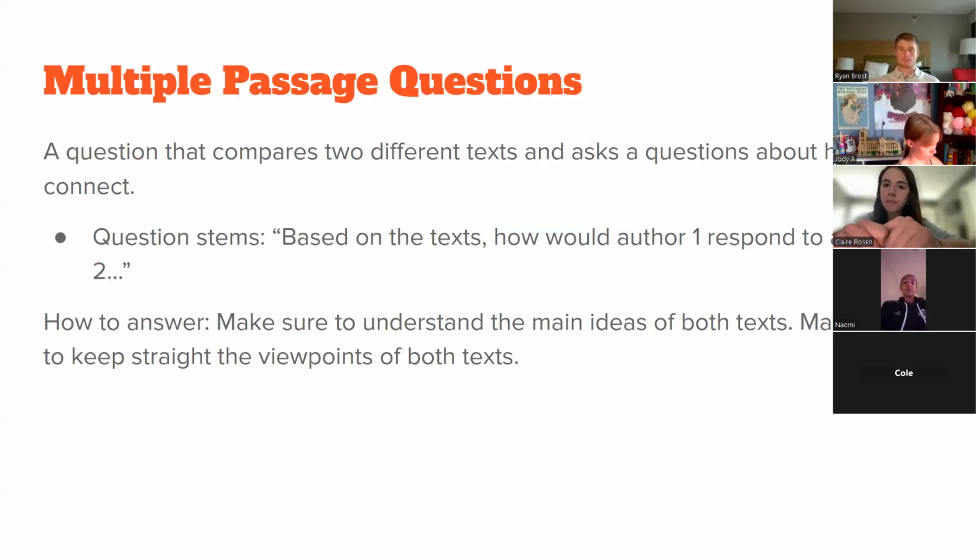Okay. Next up, we got multiple passage questions. So these usually refer to two different texts, and ask how the connection is between them, like comparing and contrasting what the authors think or what the texts say about something. So you have to make sure you understand the main idea of both texts, and then look at evidence from both texts to keep their viewpoints straight.